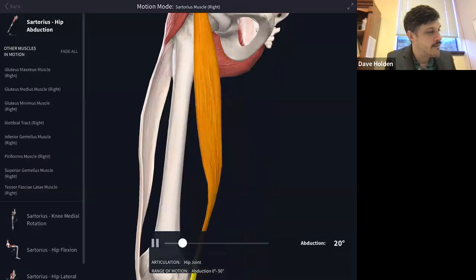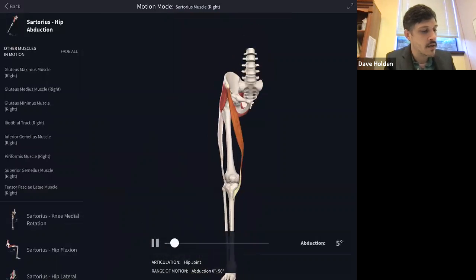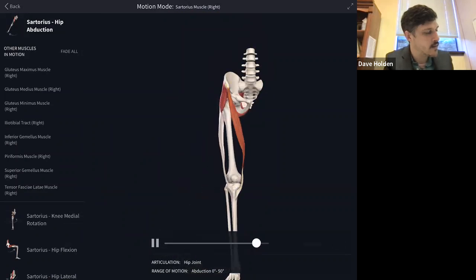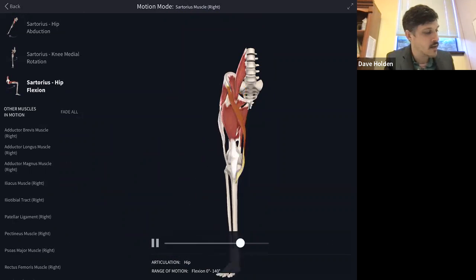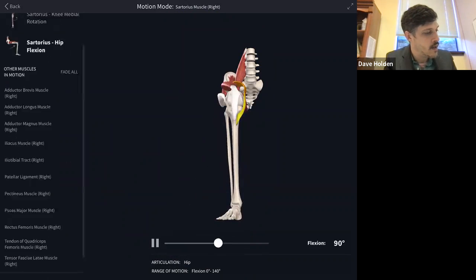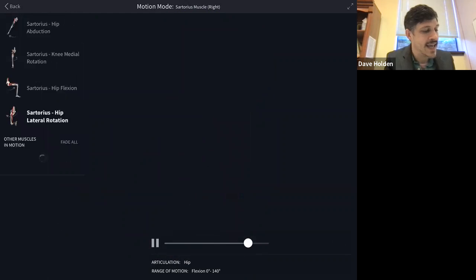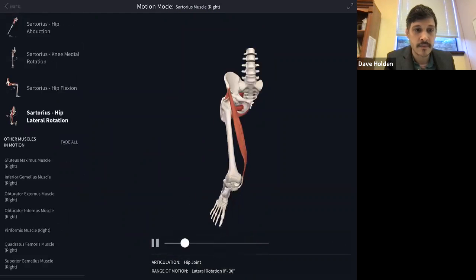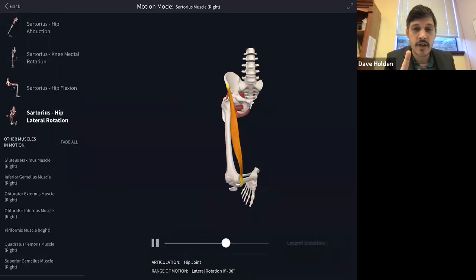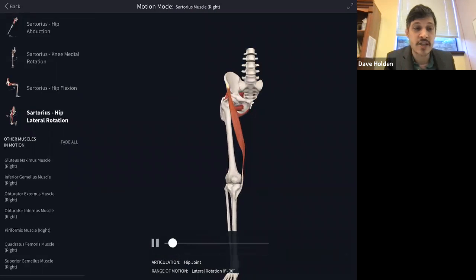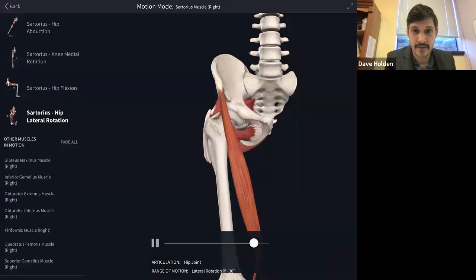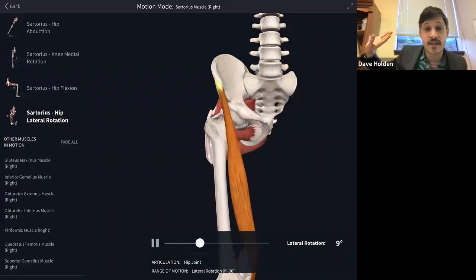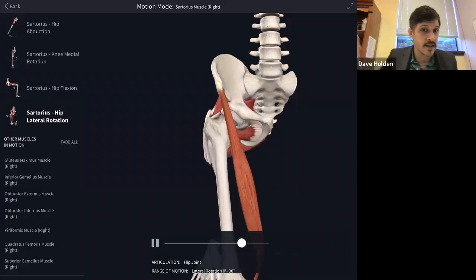Cool. So we also have hip abduction, swinging the leg out to the side. We also know that it does hip flexion because it crosses the hip on the front side. And we also know that it will do hip lateral rotation. So again, don't pay attention to the foot, pay attention to the hip joint. The hip joint is laterally rotating. The foot looks like it's swinging out, but that's 3 joints later. That's not the focus of what we're doing today.